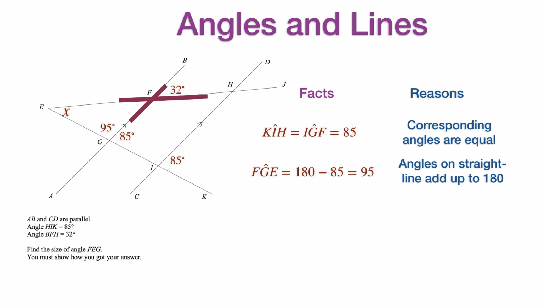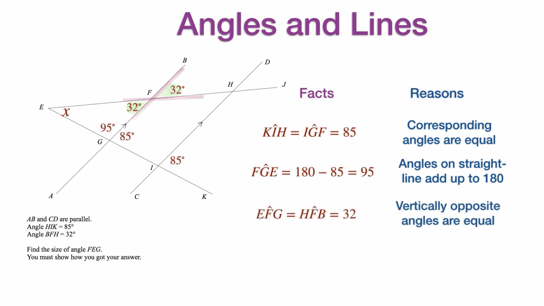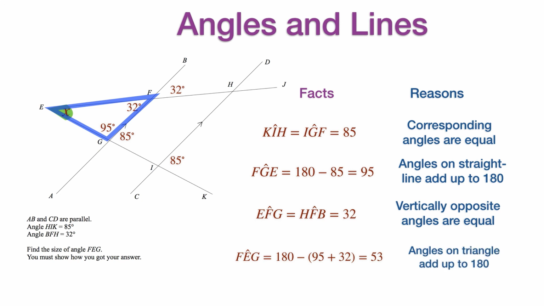Angles EFG and HFB are vertically opposite, so they are also equal, as vertically opposite angles are always equal. Angles in triangle EFG add up to 180 degrees. Therefore, angle FEG can be found by subtracting 95 and 32 from 180 degrees. This gives us 53 degrees.